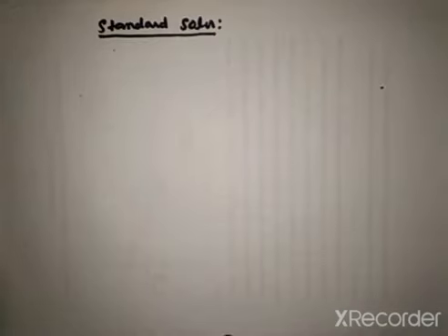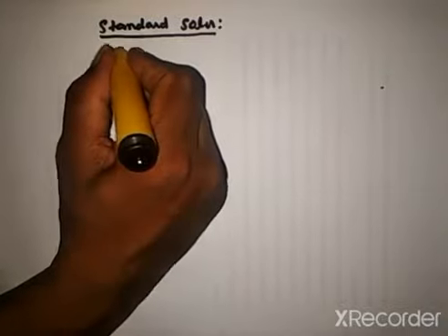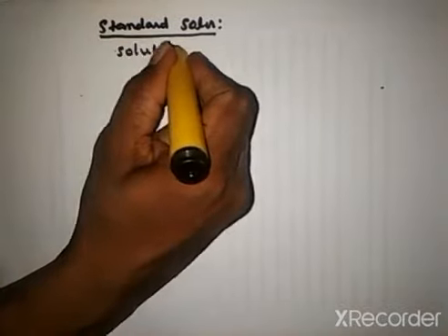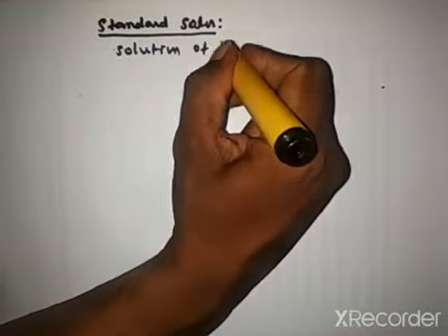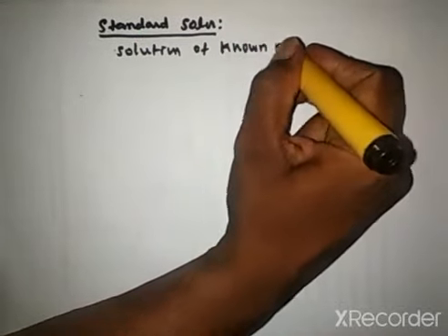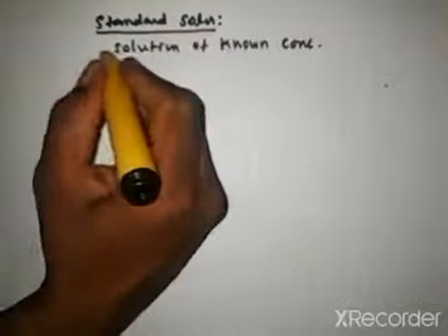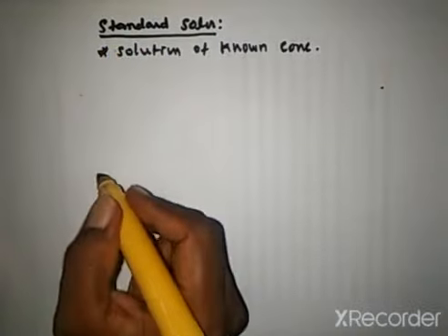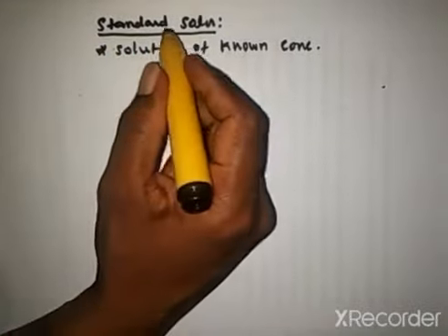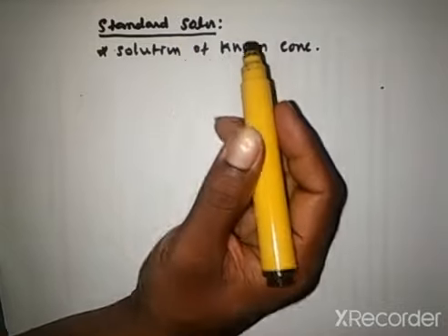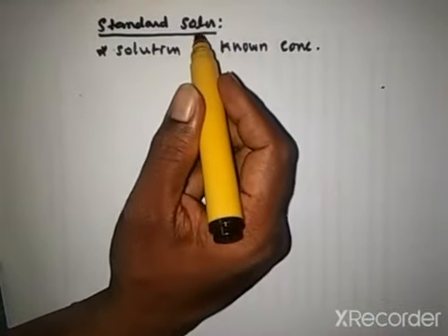The next term is standard solution. What is a standard solution? A solution of known concentration is called a standard solution. If the concentration of this solution is known, then it is called a standard solution.